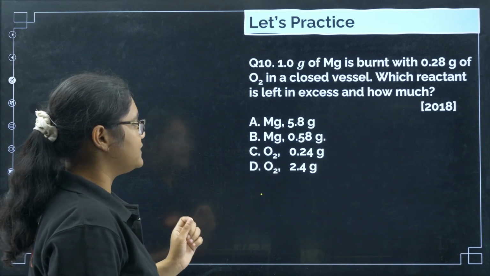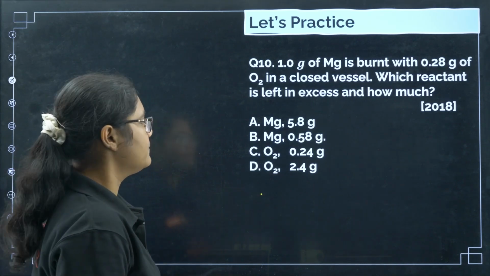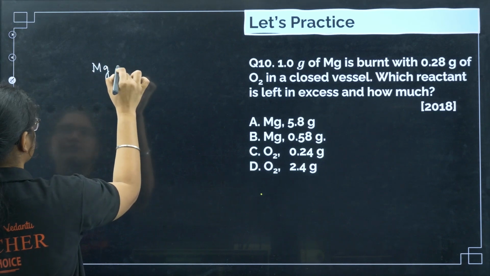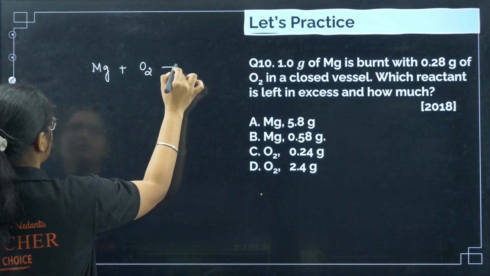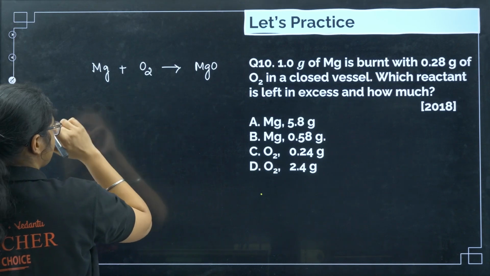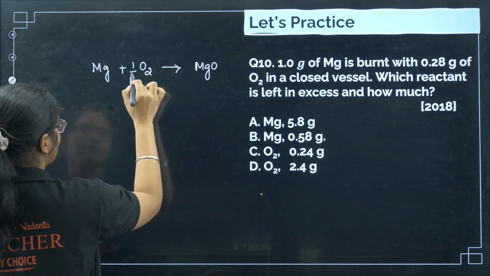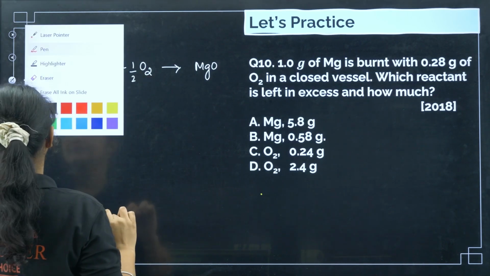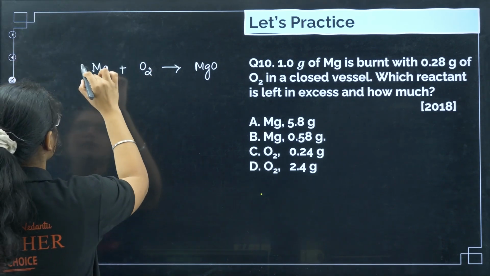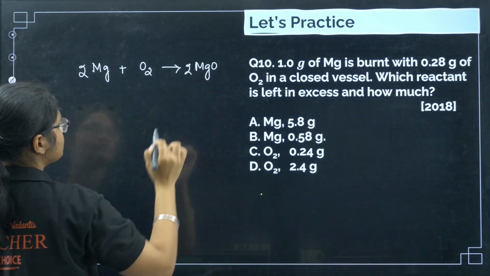Which reactant is left in excess and how much? Okay, so if you see here, I have this reaction. First of all, I need to write a balanced equation. Mg plus O2 gives MgO, right? I can balance it like half O2, or let's make it a whole number. So 2 Mg plus O2 gives 2 MgO.